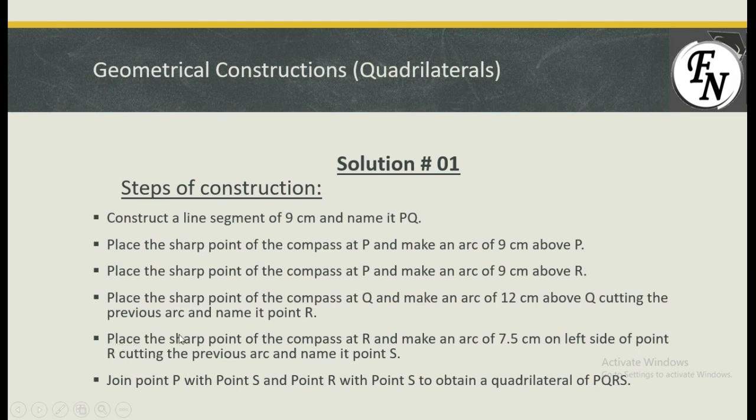Then we place the sharp point of the compass at R and make an arc of 7.5 centimeter on the left side of the point R, cutting the previous arc which we drew earlier, and we name it S. Then we join all the points to obtain our PQRS. This seems to be a bit tricky, but when we go on the construction page we will understand these concepts better. So let's look at the construction now.